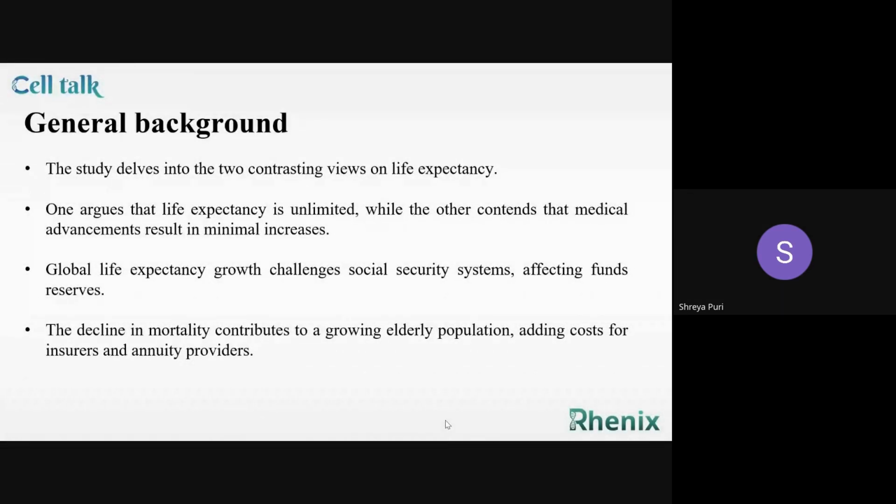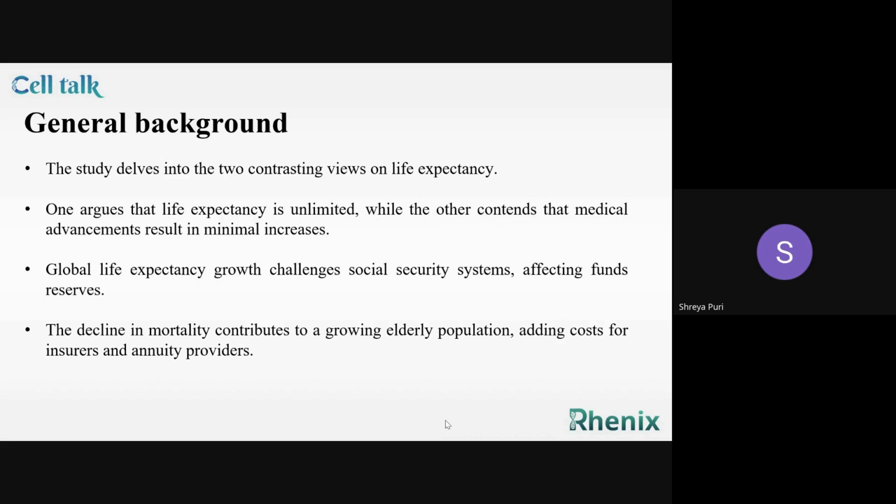This study has two contrasting views on life expectancy. One says that life expectancy is unlimited, but the other says that it can increase, but only minimally, due to medical advancements. And global life expectancy growth challenges social security systems, due to which governments have to increase fund reserves for the growing elderly population.